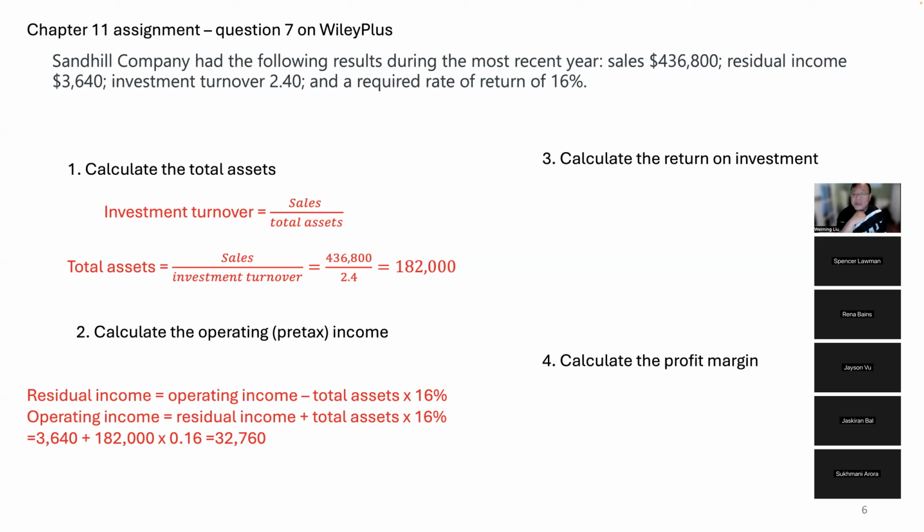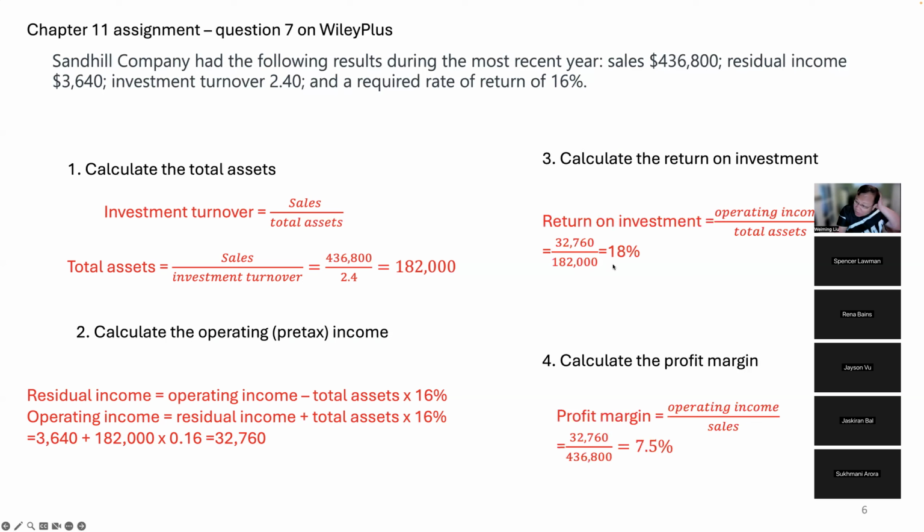Number three, calculate the return on investment. So what is the return on investment? Return on investment equals operating income divided by assets. In question two, I learned what my operating income is. In question one, I learned what my assets are. So the division tells me the return on investment is 18%.